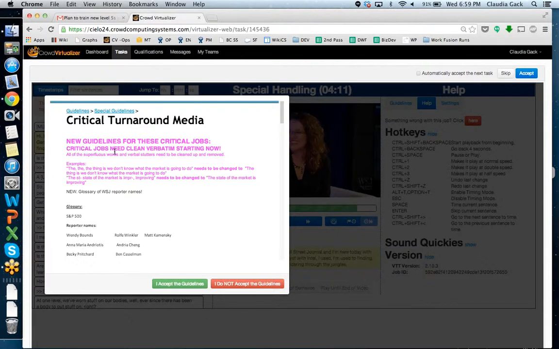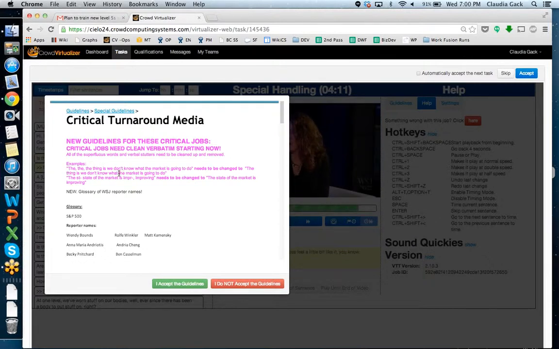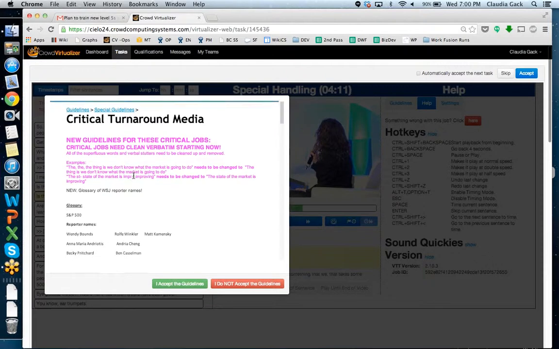Very important to know is that we need clean verbatim for these tasks. This means if there are any stutters, like "the thing is we don't know what the market is going to do," or "the state of the market is improving," this needs to be changed to a clean verbatim. That means all stutters or all repetitive words need to be removed.